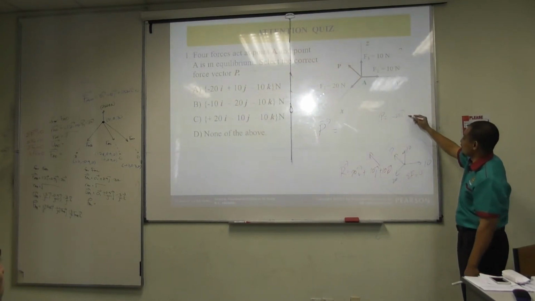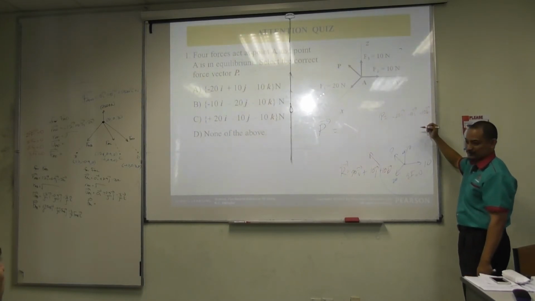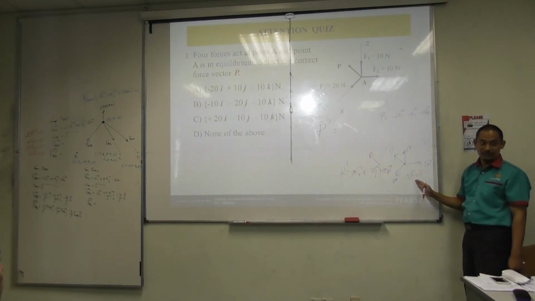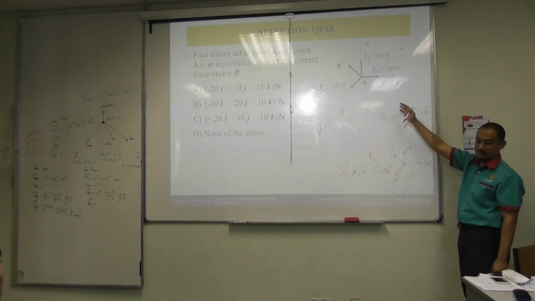And then to cancel that one, negative 10j. To cancel that one, negative 10k, right? Then the summation of force equals 0 because it cancels all of the components.